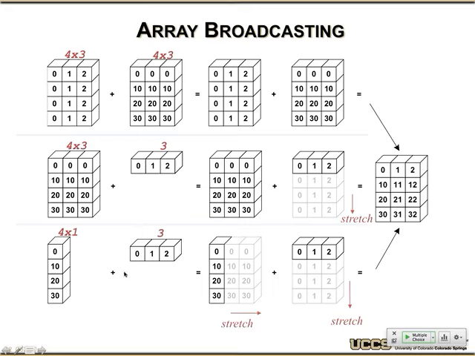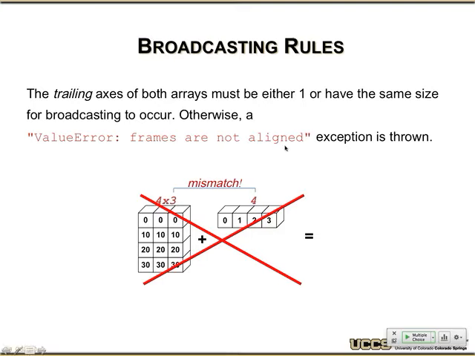It'll do even more fun stuff. If I take a 4x1 plus a 1x3, it'll stretch this one that way and this one down and still give you a 4x3 result, because it's basically going to copy the values over. Okay? So if I take things that I might not have intended and do certain NumPy operations with them, it'll do it. So you have to be a little careful what will happen.